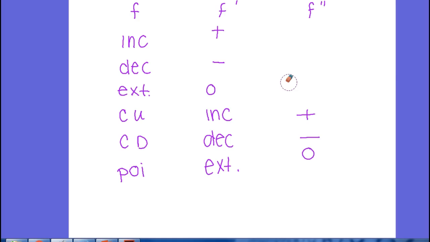So we're going to take this idea and use it to help us graph the derivative from an original function.